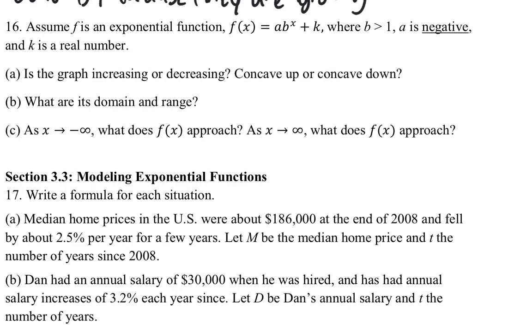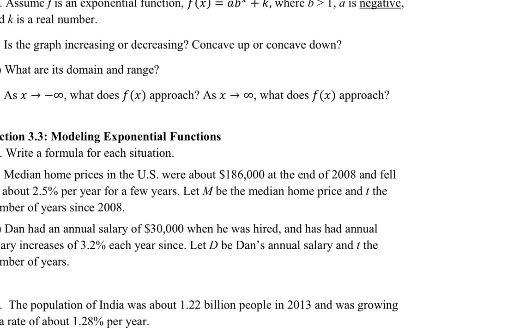So this one says assume f is an exponential function, f(x) equals a times b to the x plus k, where b is greater than 1 and a is negative. That's really big. They even underline it for us. And k is a real number. So is the graph increasing or decreasing, concave up or concave down?